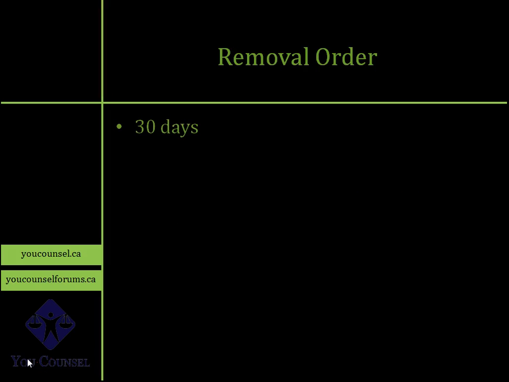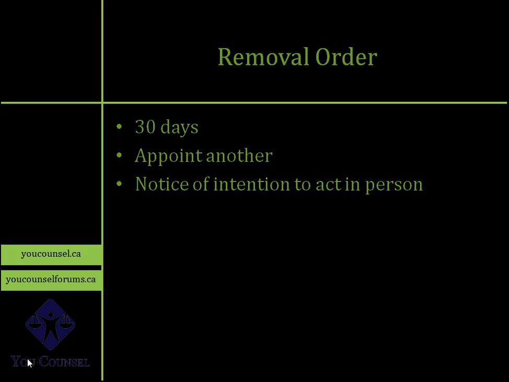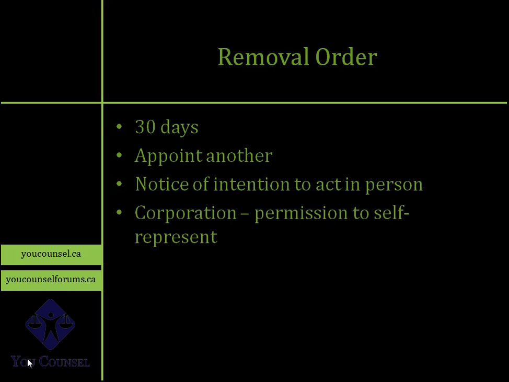One thing to keep in mind, which is important, is that once the court has issued a removal order of your lawyer, you literally have 30 days to either appoint another lawyer or serve the notice of intention to act in person, or in the case of a corporation, get the permission to self-represent. So this timeline is important. This timeline is triggered when you have been served with the order from the court that so-and-so lawyer is removed. Within 30 days, you have to either appoint another one, or if you want to self-represent, serve the notice for that. If you're a corporation and want to self-represent, then get permission from the court, or hire and appoint another lawyer. So that needs to be done in 30 days.